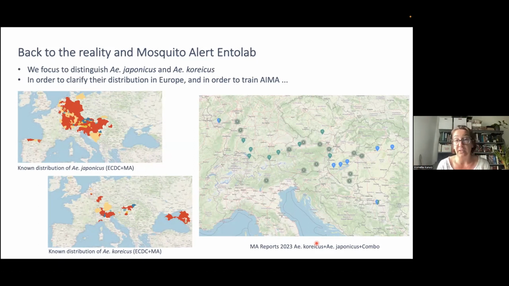And it's very important also to train the artificial intelligence to separate them, because we're talking about different species with different biology, behavior, and different vector competencies. So from the public health point of view, the risk is not the same in the case of these species. So it's important to distinguish them somehow.